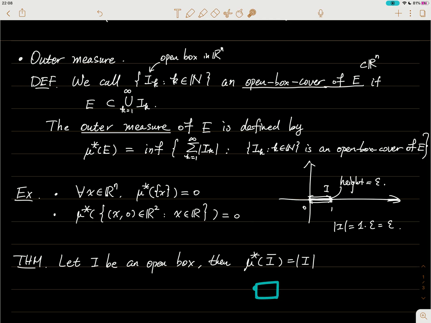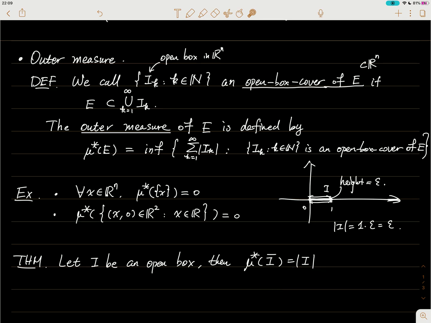It's just the volume, or the area, of this box. And if you take the closure of this, that means you also include the boundary, the outer measure doesn't change. It's still the same as the area of the open box.